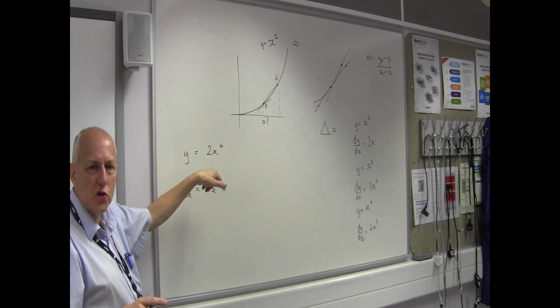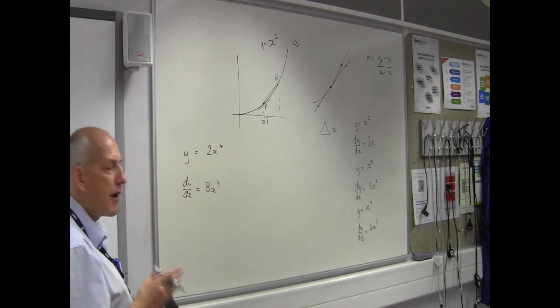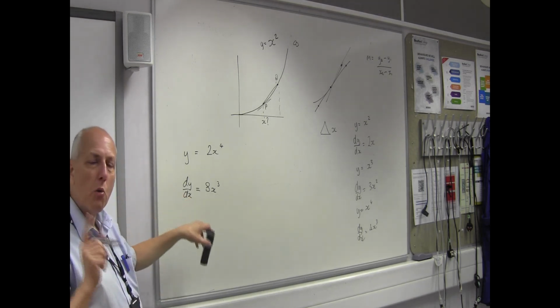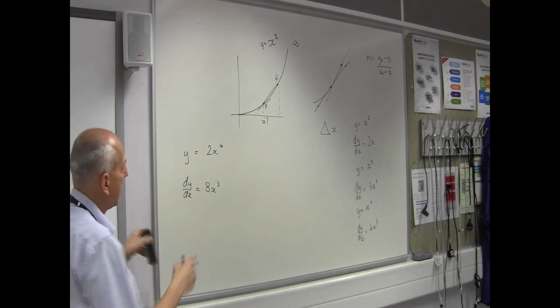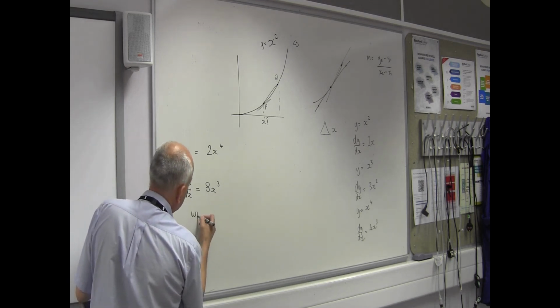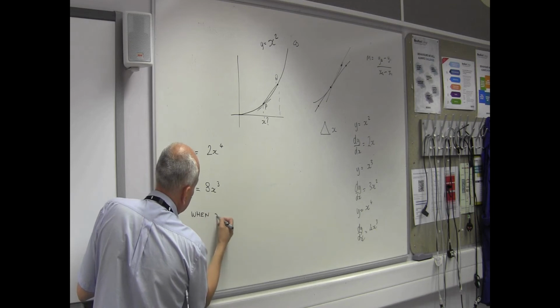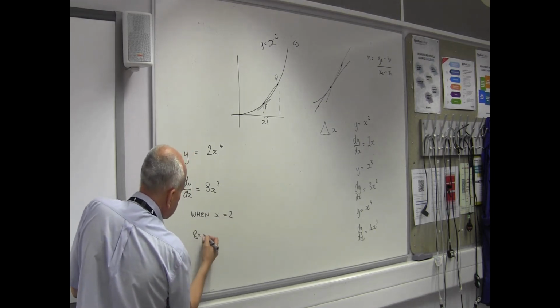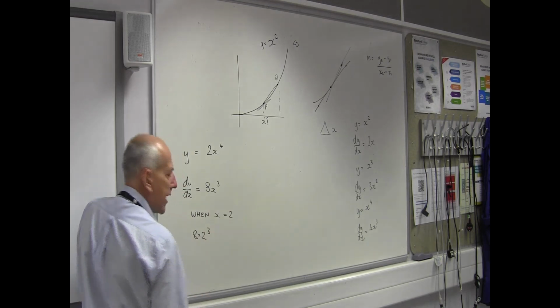Yeah, okay, but what does it do for us? Well, that means that you can find the gradient at any value of x if you've done this. So if I want to know what the gradient is when x is 2, I put 2 into there. So when x is 2, then we've got 8 times 2 to the 3. So 8 eighths.